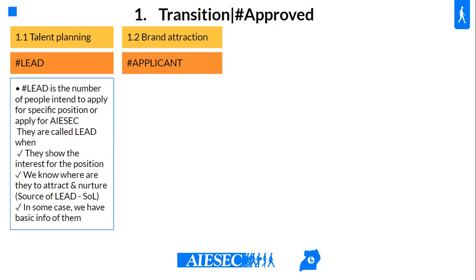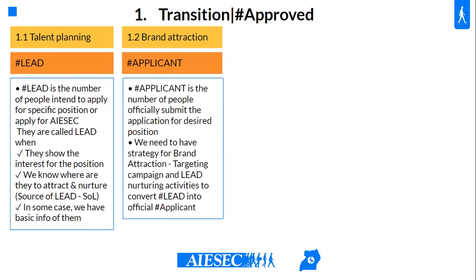So these are things already explained. First, here we see the first process of transition, which is talent planning. As we explained, a lead is a number of people that intend to apply for a specific position or apply for ISEC. Like when you have friends who say, I really want to apply for ISEC, that is a lead. They show interest in the work. We know where they are to attract and nurture them. And in some cases, we have basic info on them, like the example of your friend. So the next point is brand attraction. First we started with talent planning, where the lead is involved. Next, we've gone to brand attraction.